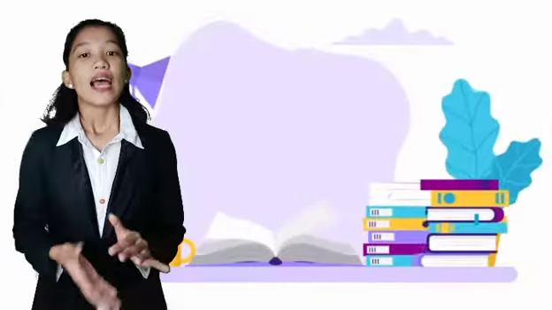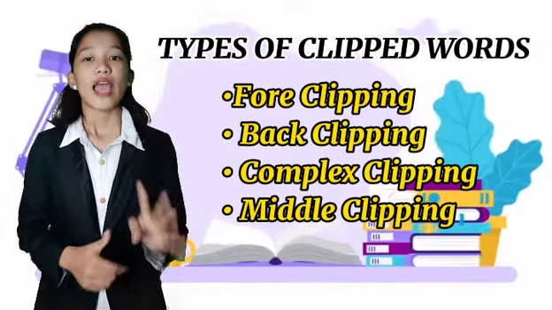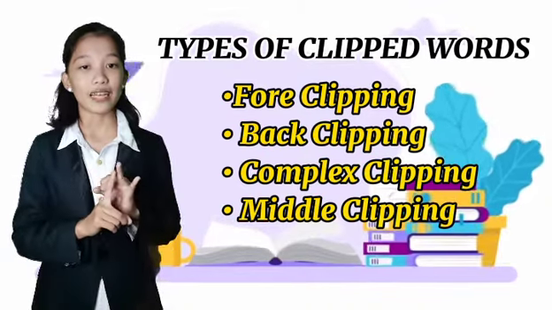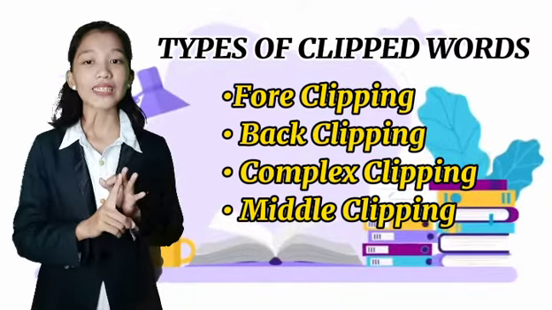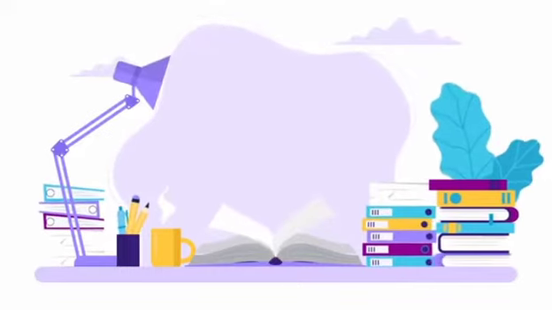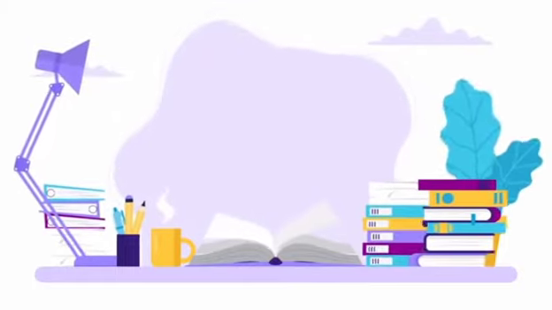Now class, let's remember that clip words have 4 types. They can be fore clipping, back clipping, complex clipping, and middle clipping. Can you again tell me the differences of the 4?